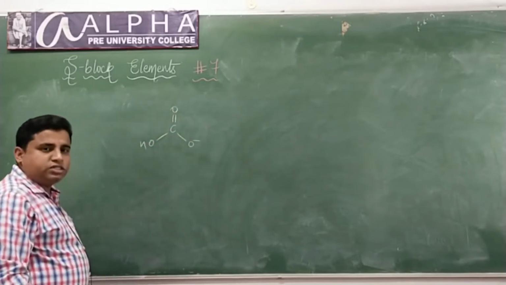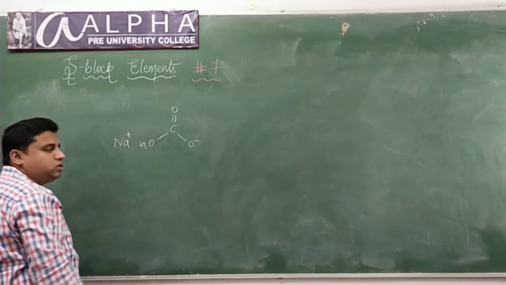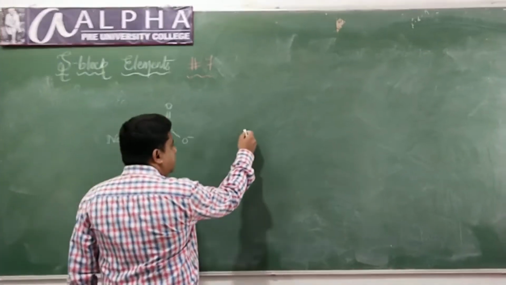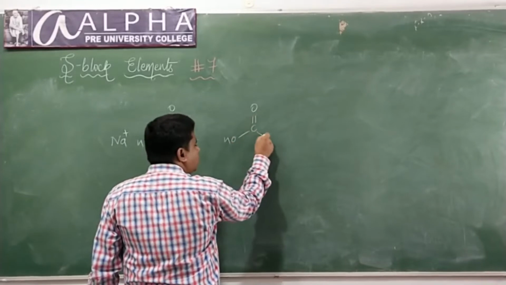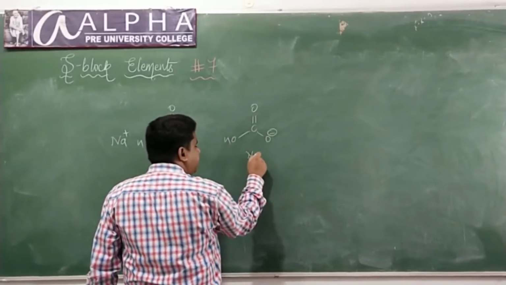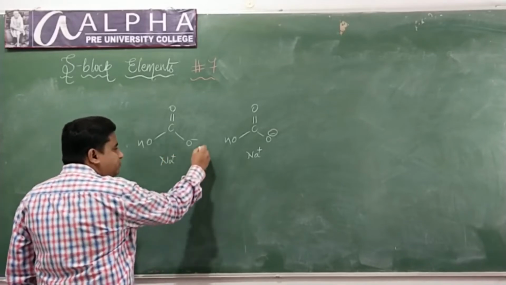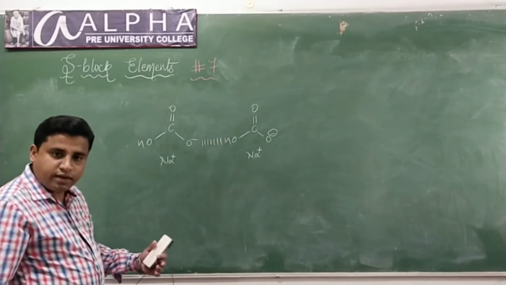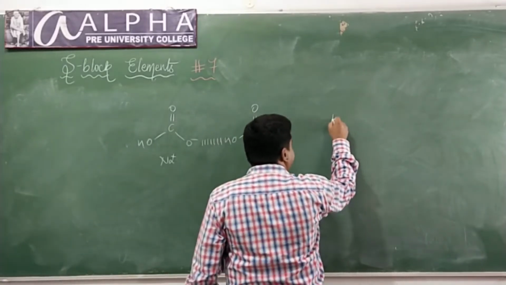This is from one sodium bicarbonate, Na plus, HCO3 minus, sodium bicarbonate. Another sodium bicarbonate. Look at here, O minus, Na plus. So these two will form hydrogen bond here. These two will form hydrogen bond here. Am I correct?